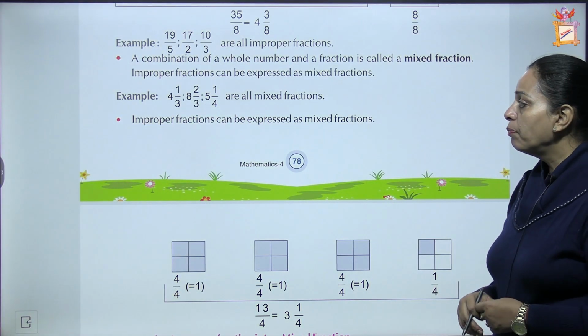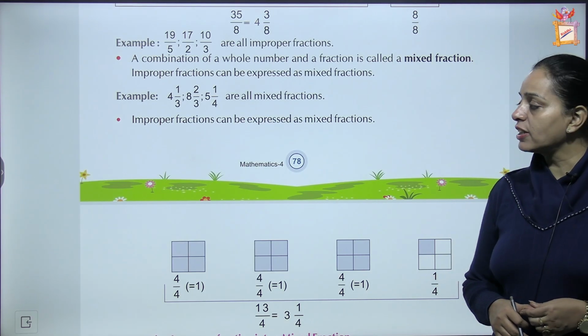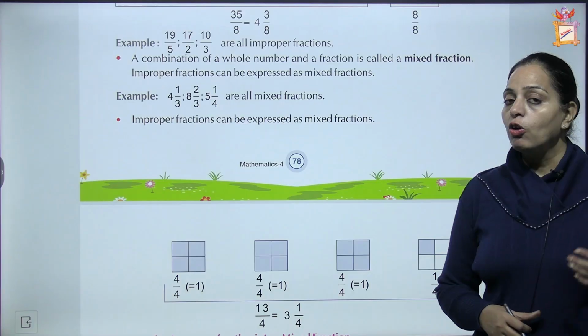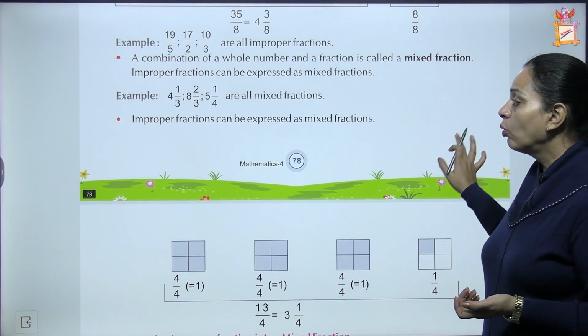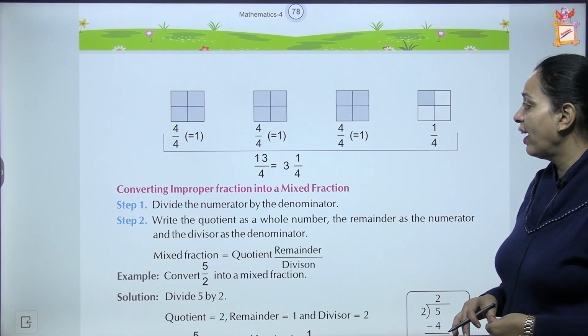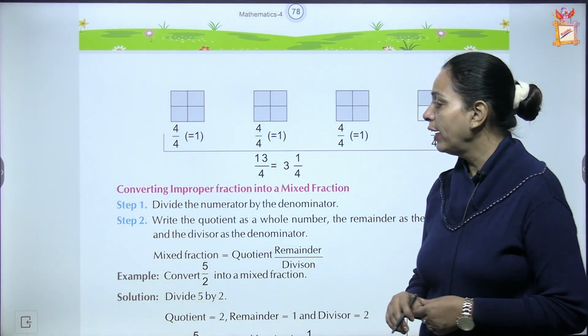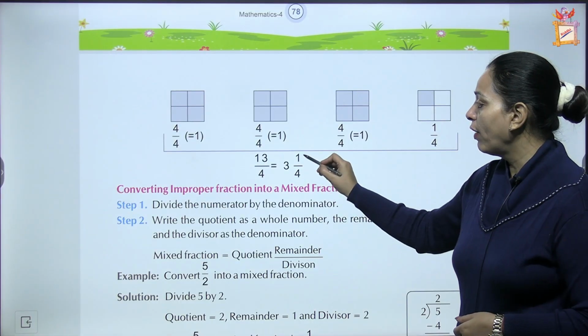These all are mixed fractions. And improper fractions can be expressed as mixed fractions. और जो improper fraction हैं, उनको हम mixed fraction में change कर सकते हैं. So here you can see 13 by 4. It means 3 whole 1 by 4.